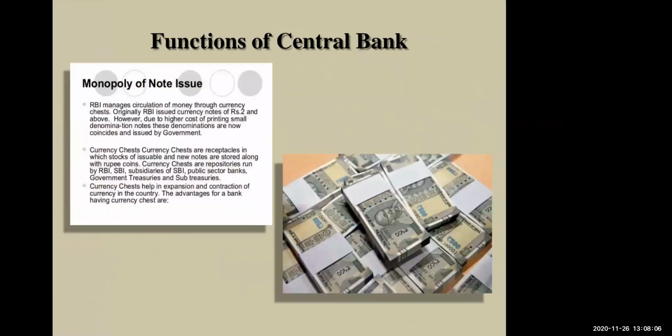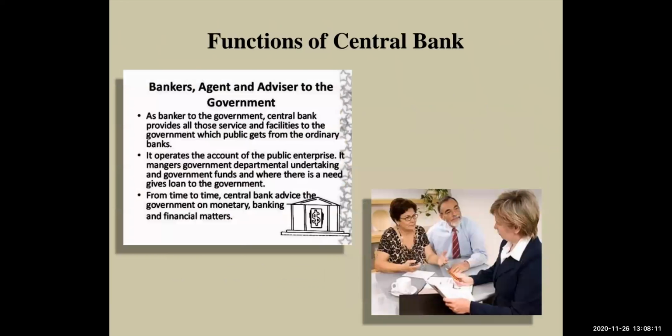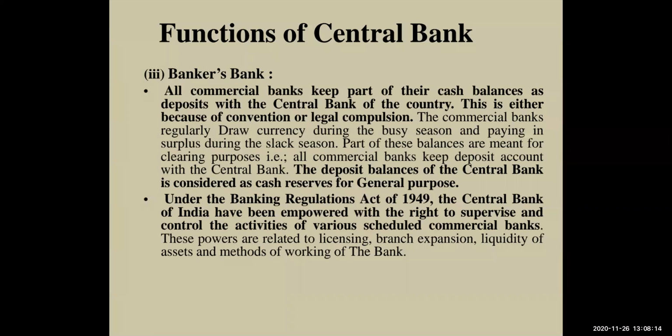Another function of central bank is that it acts as a banker's bank. All the commercial banks have to keep part of their cash balance as a deposit or as a reserve with central bank, and that is what we call CRR, that is cash reserve ratio. This is either because of convention or legal compulsion, and the commercial banks regularly draw currency during the busy season and pay in surplus during the slack season. All the commercial banks keep a deposit account with central bank. These deposit balances with central bank are considered as a cash reserve.